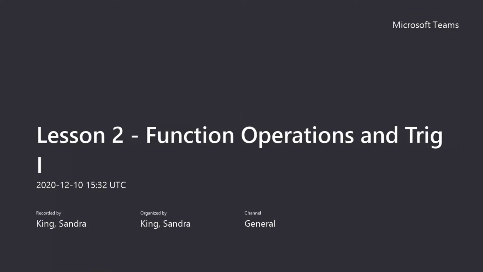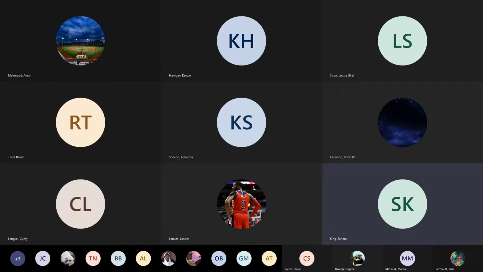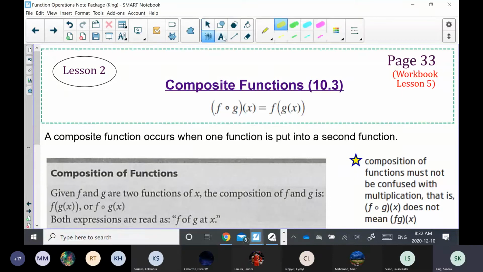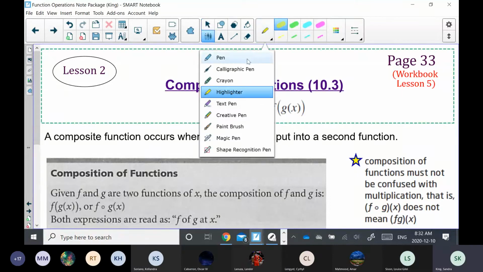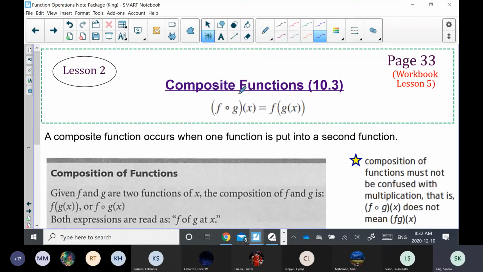Okay, so what we're going to be doing is working through our second and last lesson in the chapter on function operations. What we are specifically looking at today is something called composite functions. With composite functions, there's two ways to notate. So just write two ways to notate.